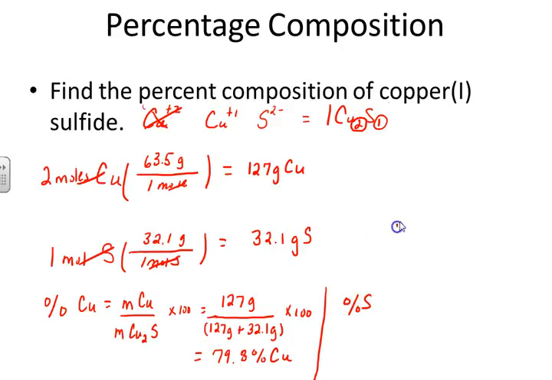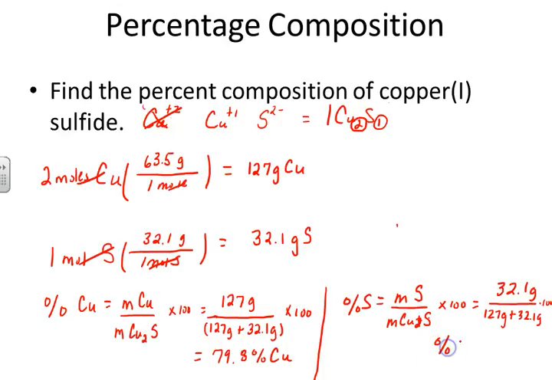The percent sulfur is carried out the same way. Percent sulfur is going to equal the mass of sulfur divided by the mass of Cu plus the mass of S, or mass of Cu2S, times 100. This is equal to 32.1 grams divided by 127 grams plus 32.1, times 100. We're running out of space there. That gives us a percentage sulfur, after we do the math, of 20.2.